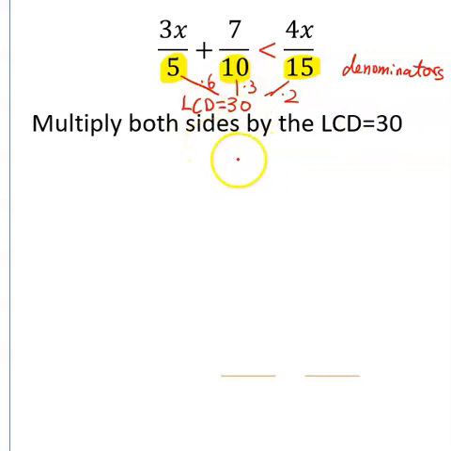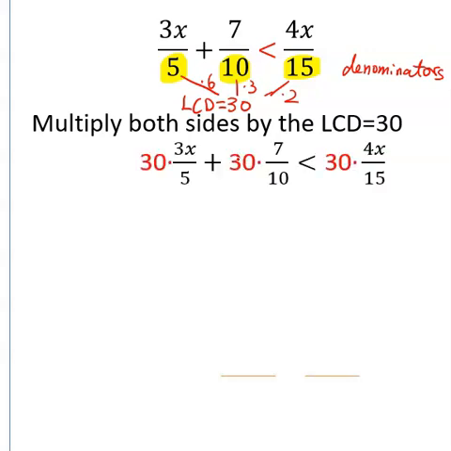Now we're going to take this number 30 and multiply both sides by 30. Again, because 30 is positive, we don't need to flip the sign. We keep it as less than. Now what we need to do is, you can put 1 underneath 30. That way you can see 30 is the numerator, and a number on the top can cancel a number in the bottom.